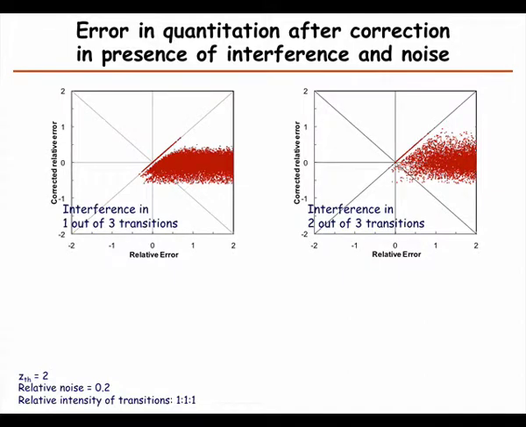So now this was the previous case where we had interference in 1 out of 3 transitions. Now, if we have interference in 2 out of 3, we can still do the correction, but as you see here, we get a much bigger spread. So we introduce much more uncertainty.